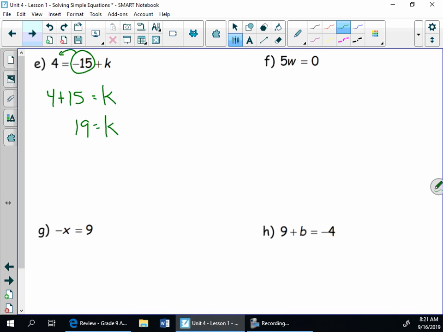5w. Multiplying. So I got to divide. Divide one side, divide the other side. The 0 divided by 5 is still 0. It's okay to get a 0. That's not a big deal. Just like it was okay to get decimals. They're still numbers, right?